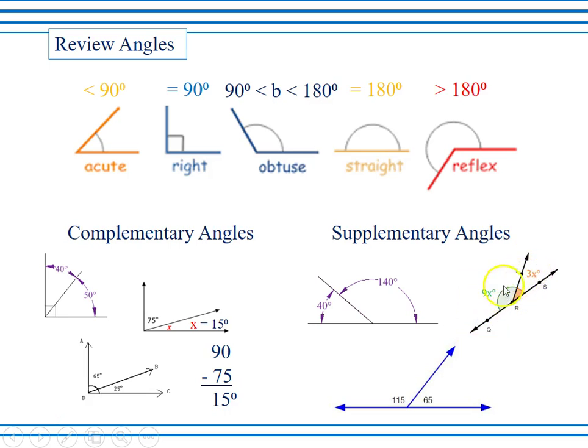So what do you think X is? If I add 9x plus 3x, I get 180. So 12x equals 180. So x would equal 15. So in here, my angle would measure 45 degrees. And for the obtuse angle, my angle would measure 135 degrees. So this was a brief review.